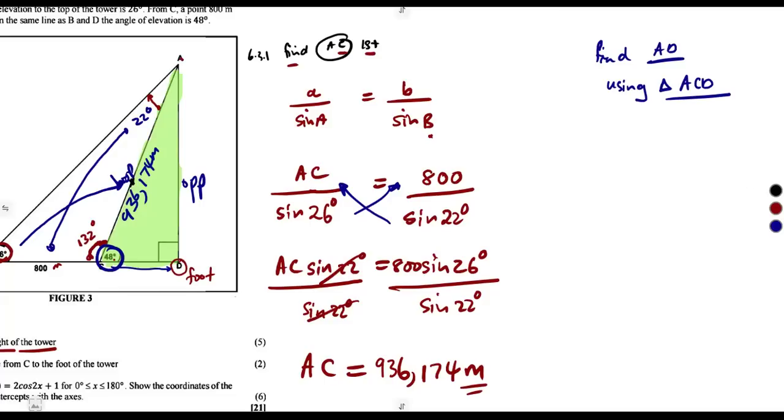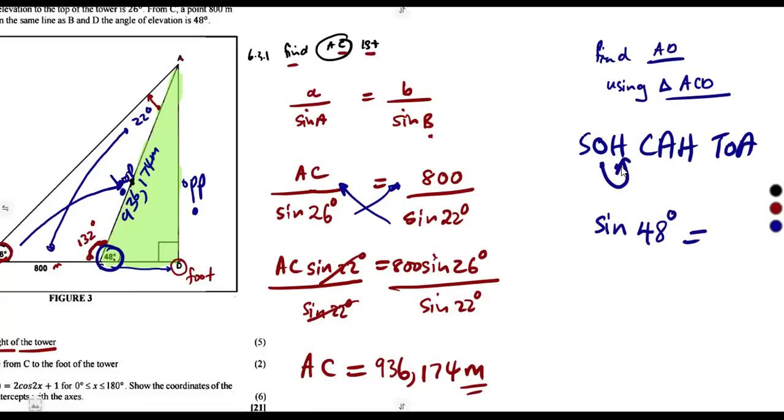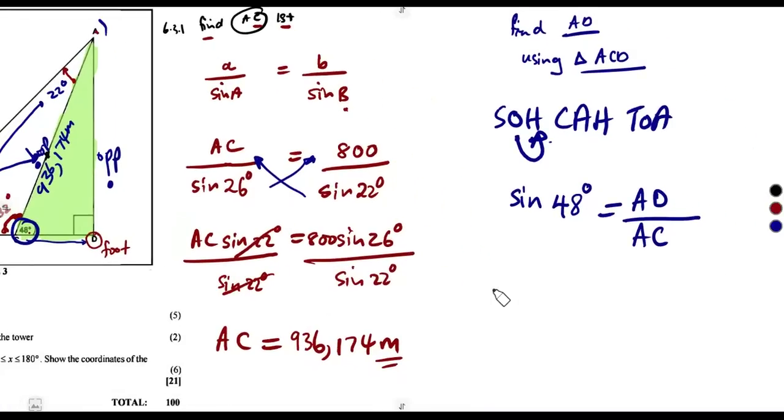So we can use our trigonometrical ratios, guys. Remember your SOHCAHTOA concept, where we have opposite and the hypotenuse at the same time. Opposite and hypotenuse, that's the sine. So the sine of the angle that we are given, 48 degrees, must be equal to opposite over hypotenuse. Our opposite is AD, the side that we want to calculate. So it's AD over the hypotenuse, which is the side that we calculated, AC.